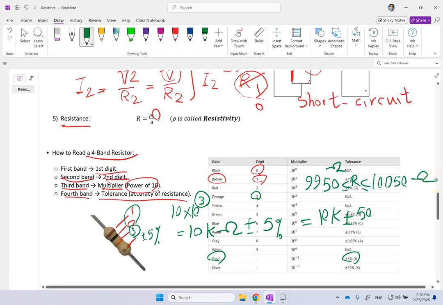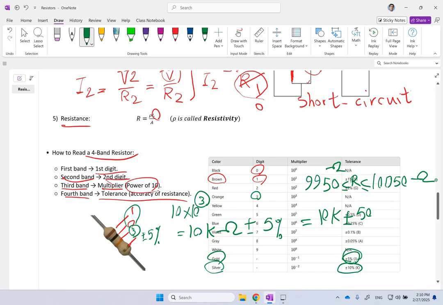So this is your resistance. Gold means it has a smaller tolerance. Silver, if the last band is silver, that means it has a bigger tolerance, plus minus 10%. So brown, black, and orange means a 10K resistor, with gold meaning 5% tolerance. Okay, this is very simple.